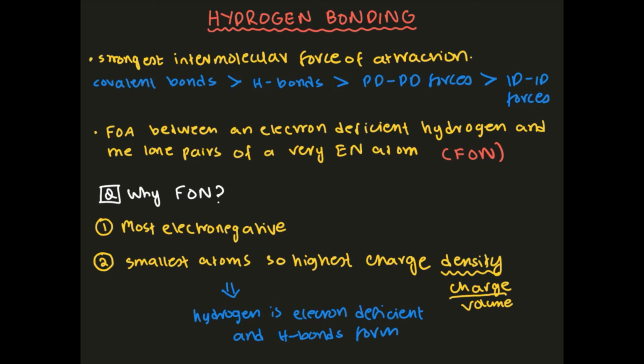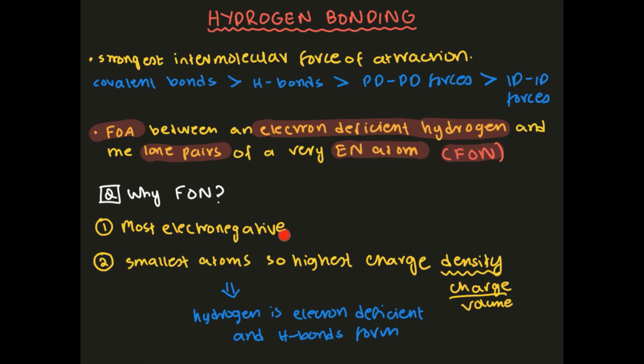be weaker. So the definition of hydrogen bonding is that it's a force of attraction between an electron deficient hydrogen and the lone pairs of a highly electronegative atom. And in this case, we look at only FON, which is fluorine, oxygen, and nitrogen. Now the question arises, why FON? Why do we only look at fluorine, oxygen, and nitrogen? Now there are two reasons for this.